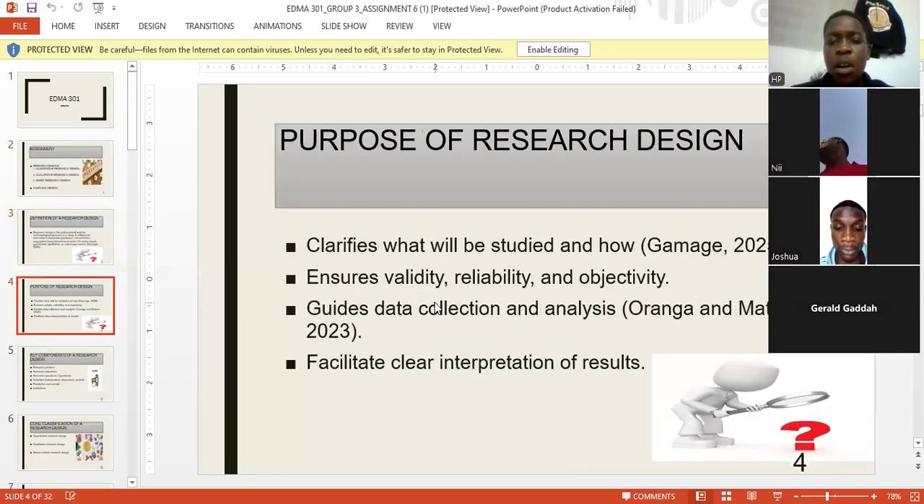So, what is the purpose of a research design? Why should you have a research design? What is the importance of a research design? So it clarifies what will be studied. It ensures validity, reliability, and objectivity. It guides data collection and analysis, and then it facilitates clear interpretation of results. And so with this, we realize that the research design is a very helpful process in performing a research.